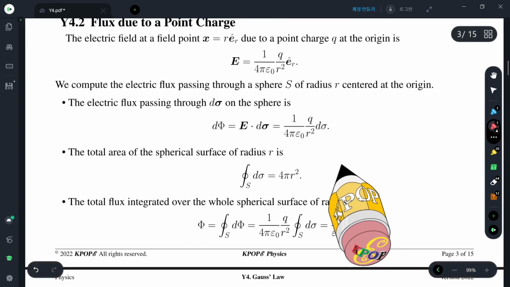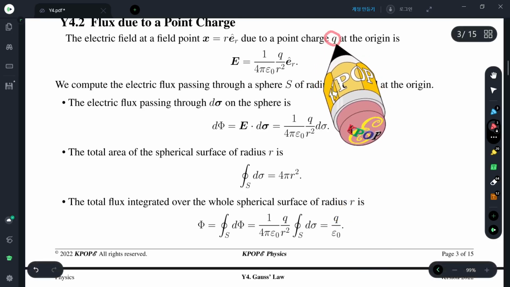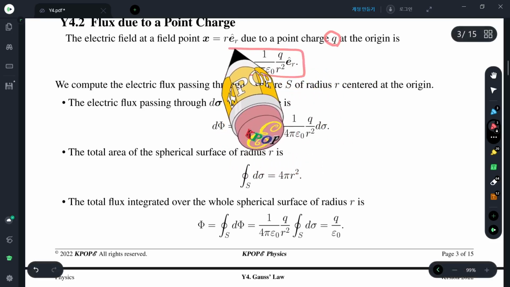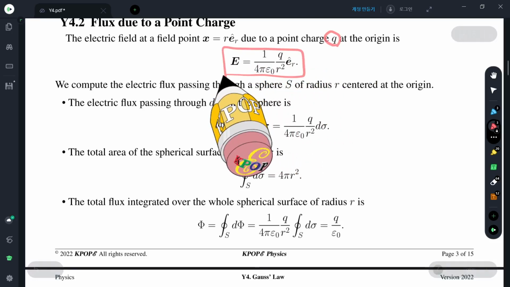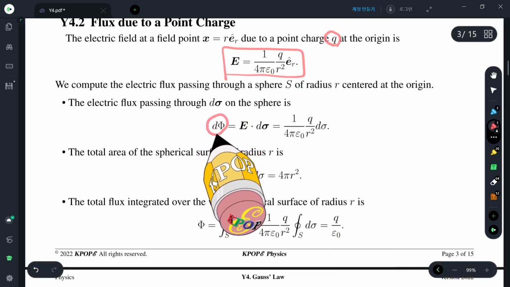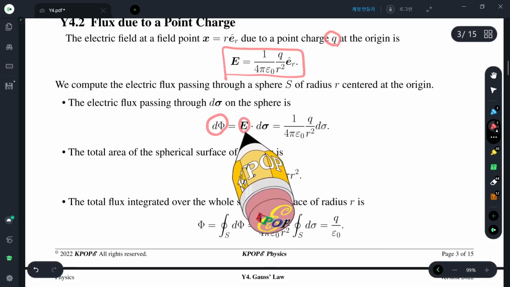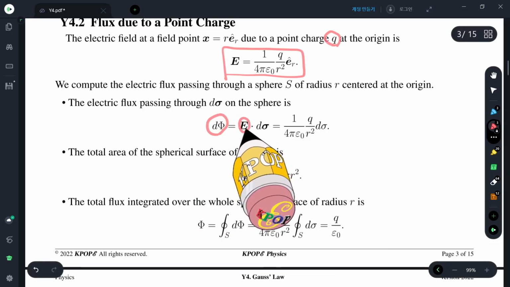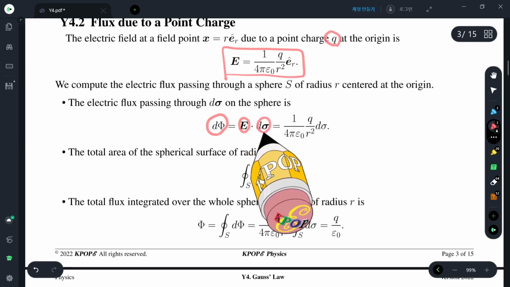Electric field flux due to a point charge can be evaluated in the following way. We consider a charge Q placed at the origin. Then the electric field at any point is expressed by Coulomb's law. Electric field flux can be computed by computing the scalar product of the electric field and the area vector.